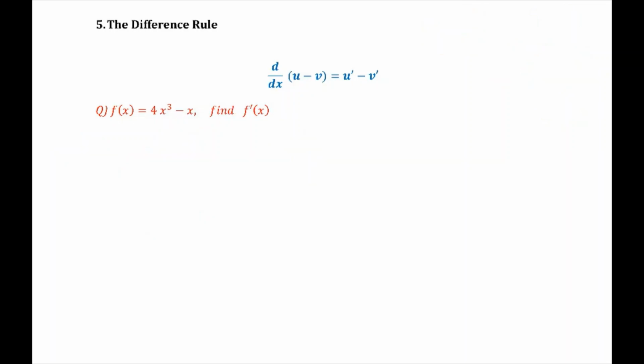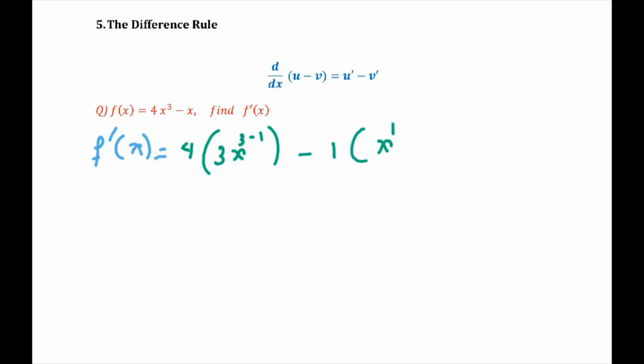The difference rule. So f'(x) will be equal to 4 times 3 x to the power of 3 minus 1, minus 1 times x to the power of 1 minus 1. That's going to be 12x squared minus 1.